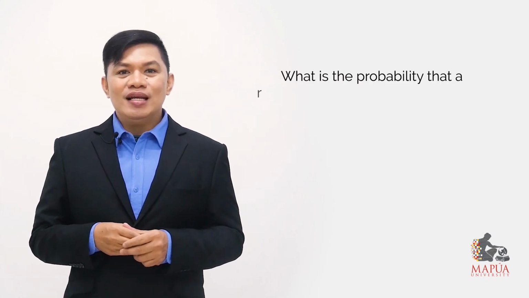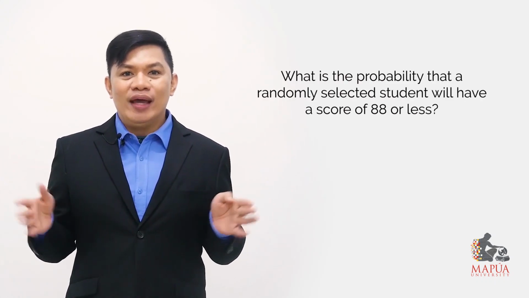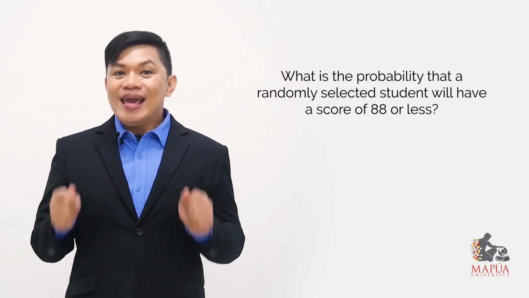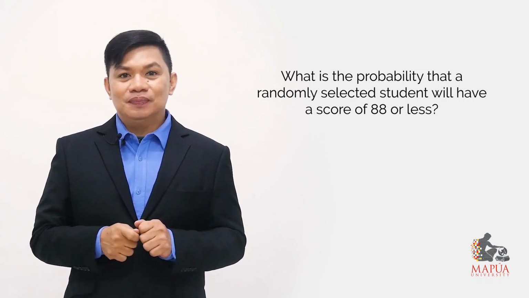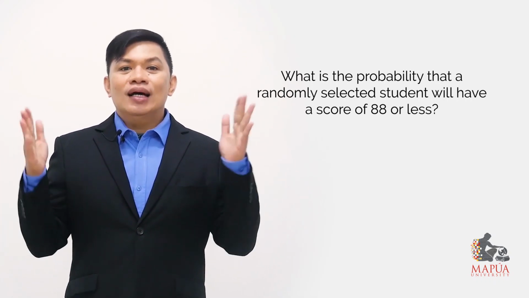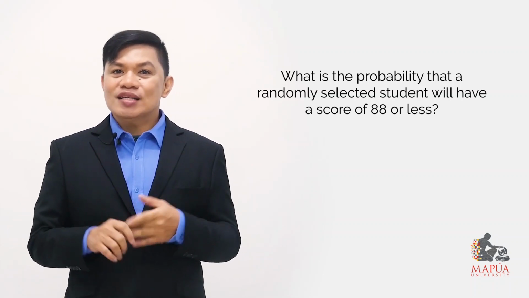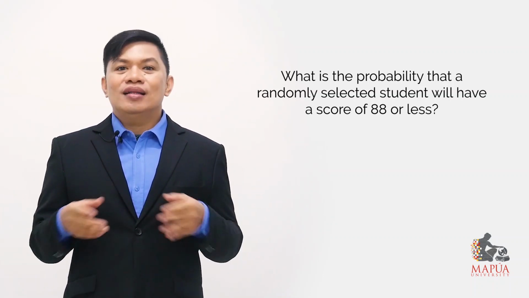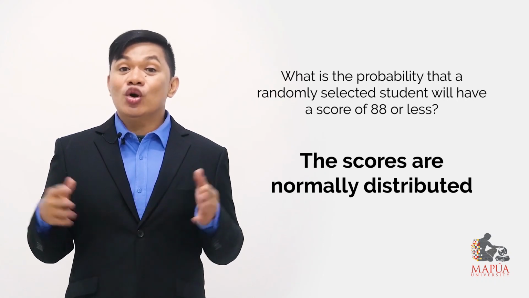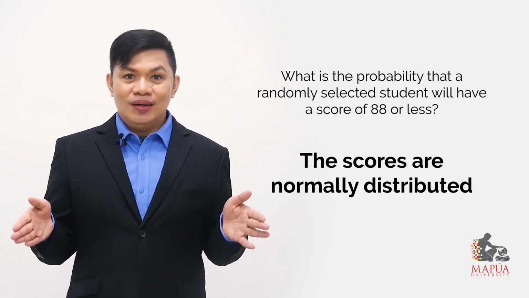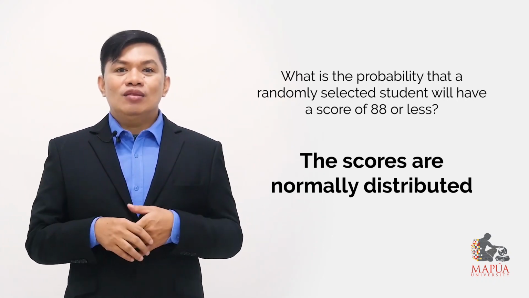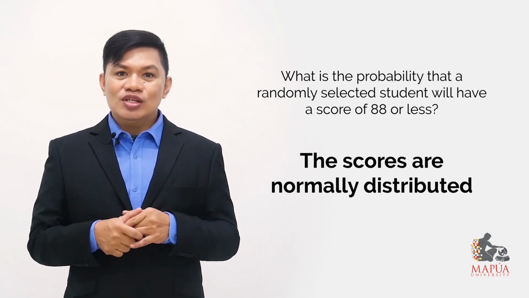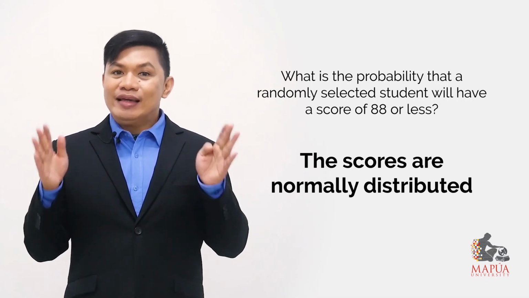For example, in the first question, what is the probability that a randomly selected student will have a score of 88 or less? Well, if you look at the problem, the assumption is that the scores of the students are normally distributed. So, to answer this first question, we'll look at the given first.